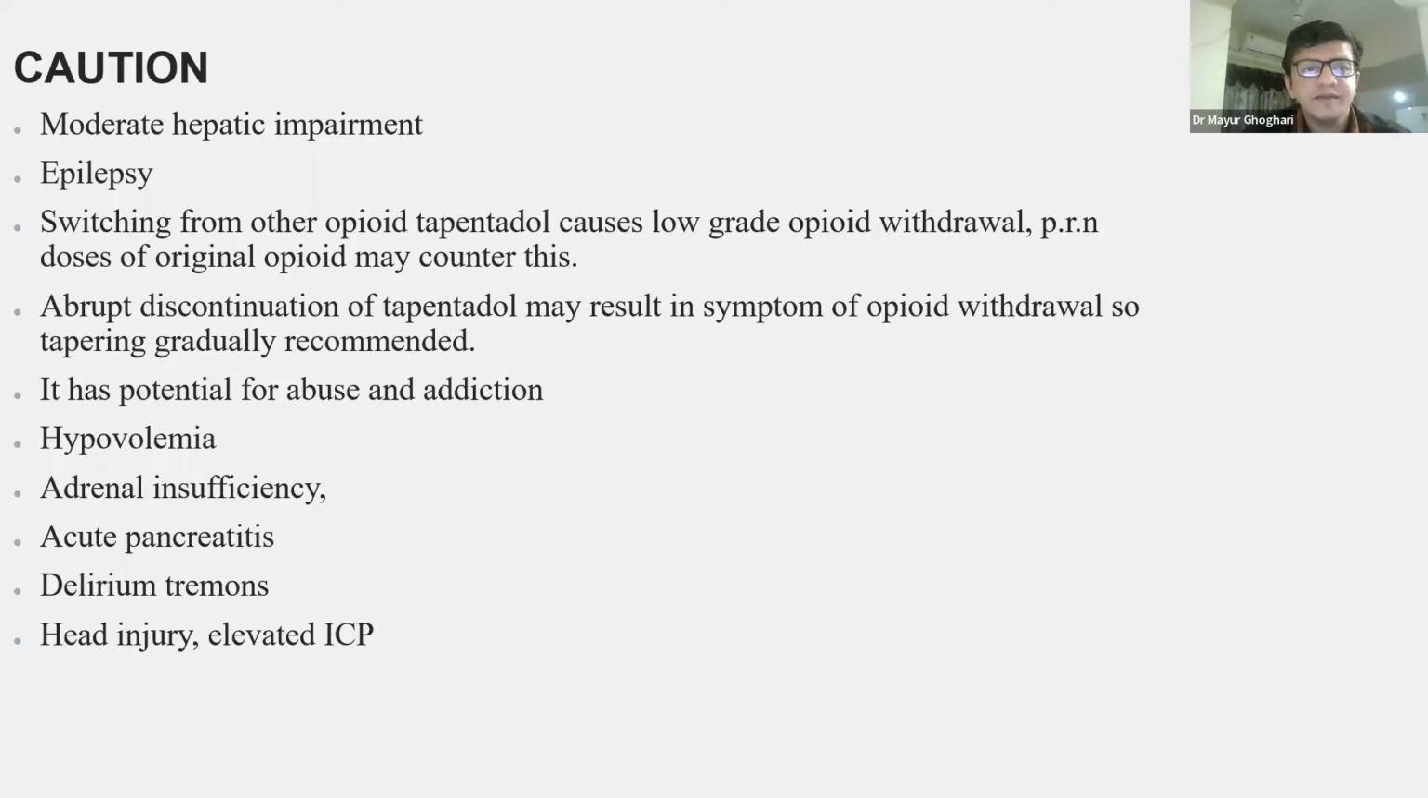Caution while prescribing tapentadol is needed in moderate hepatic impairment, epilepsy, or seizure activity. When switching from another opioid, tapentadol causes low-grade opioid withdrawal, so PRN doses of the original opioid may counter this. Abrupt discontinuation of tapentadol may result in symptoms of opioid withdrawal, so gradual tapering is recommended. It has potential for abuse and addiction, hypovolemia, adrenal insufficiency, acute pancreatitis, delirium tremens, head injury, and elevated intracranial pressure.